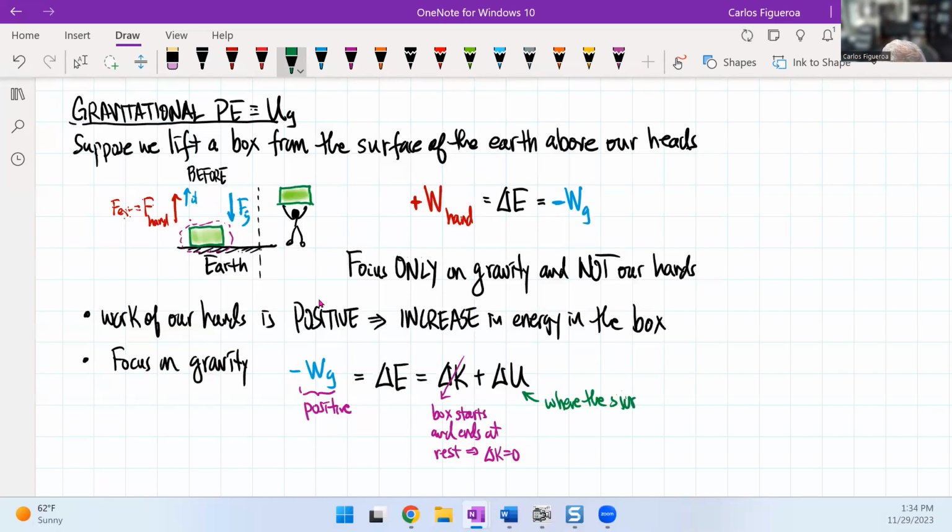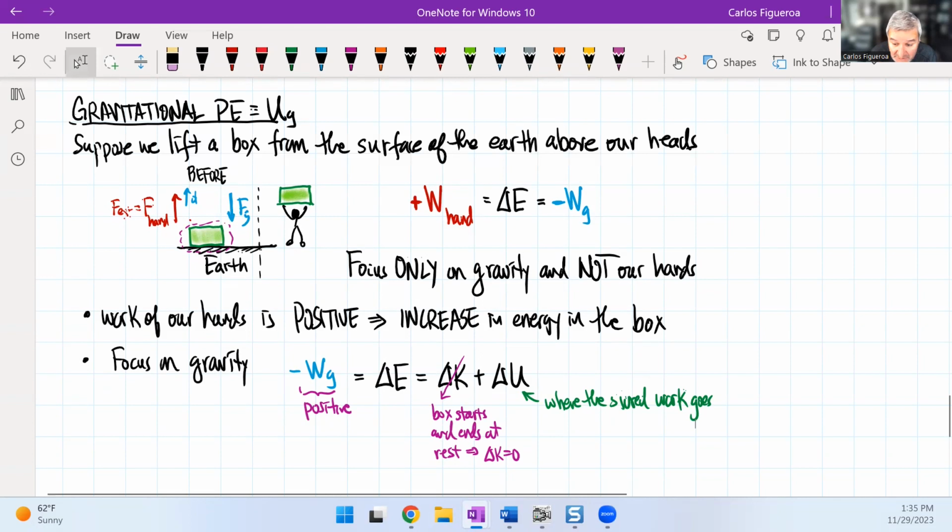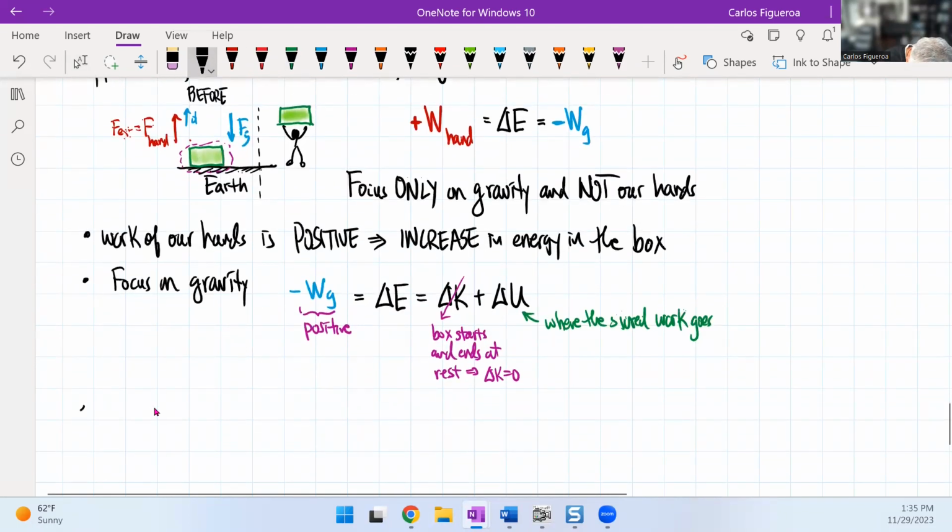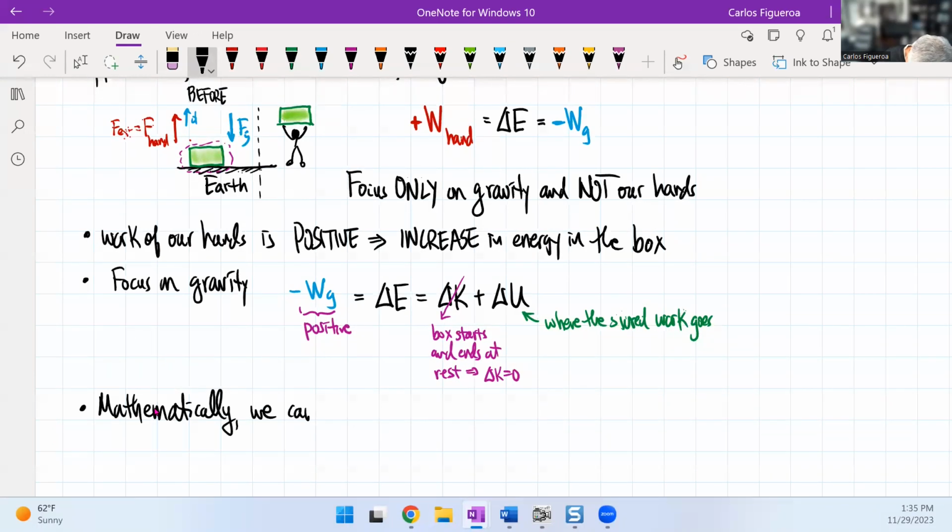So the only thing to conclude here is that this is where the stored work goes. It goes into the potential energy in this situation. So now we can calculate this thing. Following the same type of approach, mathematically, we can calculate the work of gravity. And here's how we do it.